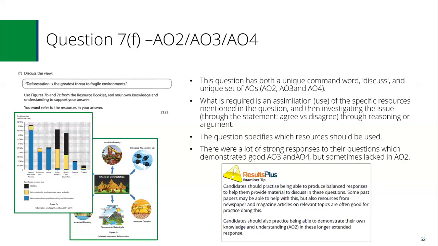It has that unique command, and it's a unique set of AOs. It does AO2, AO3, and AO4. What is required is an assimilation, a use of the specific resources mentioned in the question, and then investigating the issues through the statement of whether you agree or disagree through reason or argument. So it's good to say, well, I can understand this view because, or I disagree with this view because.